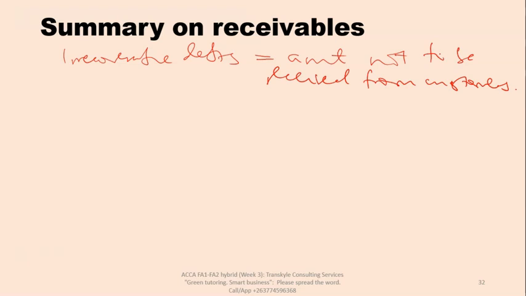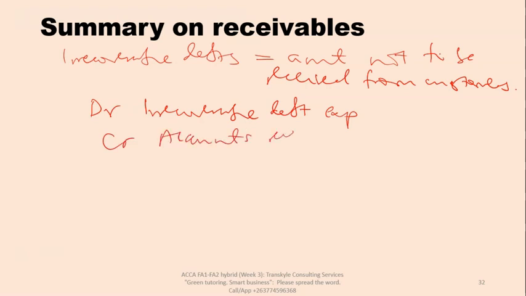Now, accounting for the irrecoverable debts. To recognize the expense in the income statement, we then have to debit irrecoverable debt expense, and credit accounts receivable. Why? Because we want to reduce the accounts receivable, because some of those receivables are not going to pay.